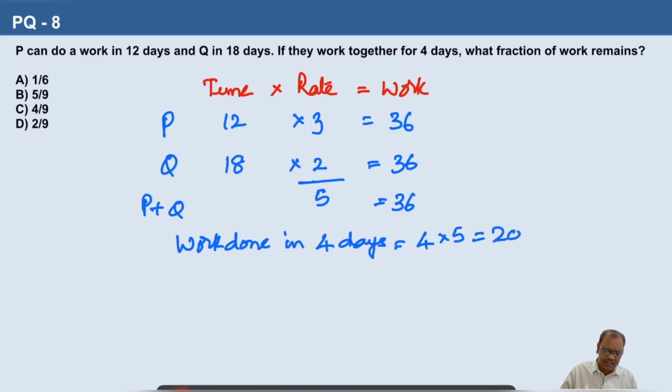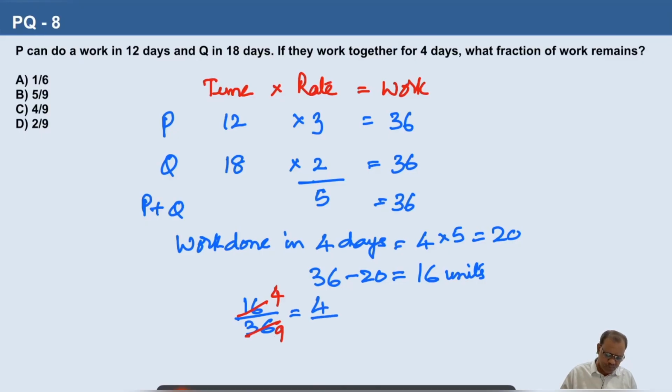So total we have 36 units. 20 is completed, 16 is remaining. 16 units of work is remaining out of 36 units. So what fraction is left? 16 by 36. This is 4 fours, 4 nines. This is 4 by 9th part of the work remaining. So the remaining part of the work is 4 by 9. Option C is the right answer.